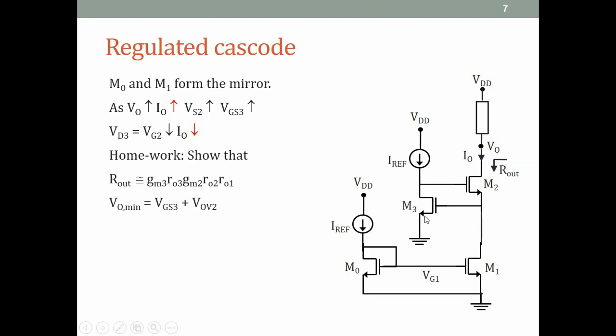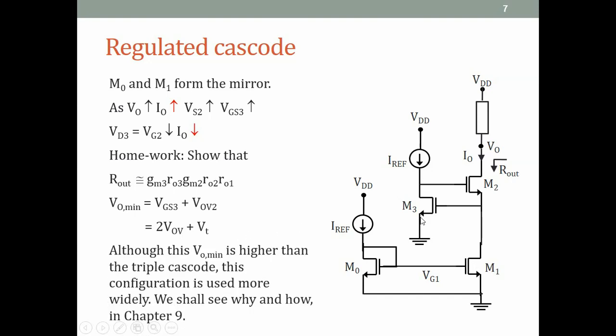Also show that the VO-min of this circuit, the lowest voltage that can be achieved while keeping all the transistors in saturation, is VGS3 plus VOV2. Actually there is not much to show, it is obvious from here, but just convince yourselves that VO-min is equal to VOV2 plus VGS3. Which is equal to all this if the VOVs are equal. So this 2 VOV plus VT is true only if M2, M3, M1 all have the same VOV, which is not necessarily always the case, because M3 doesn't need to have the same VOV.